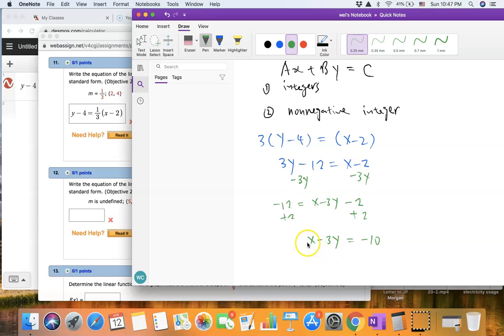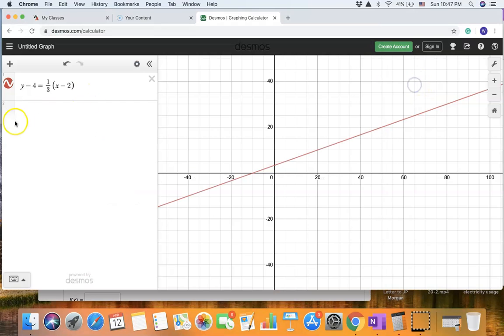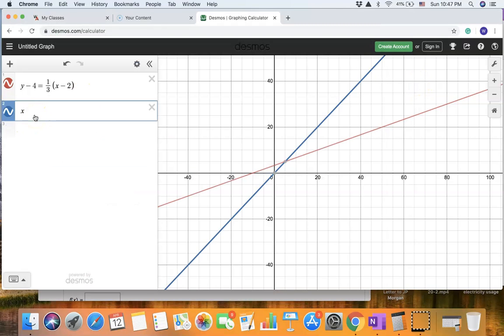Now we see that the coefficient of x is +1, the coefficient of y is -3, and the constant is -10. See, they are all integers, right? So x minus 3y equals -10. You see, it's the same straight line.